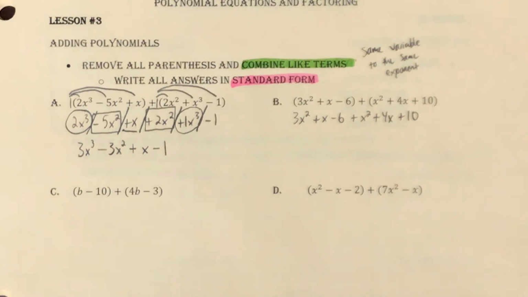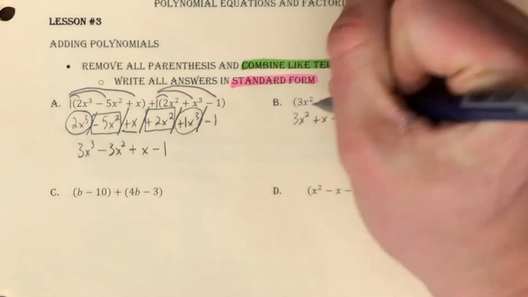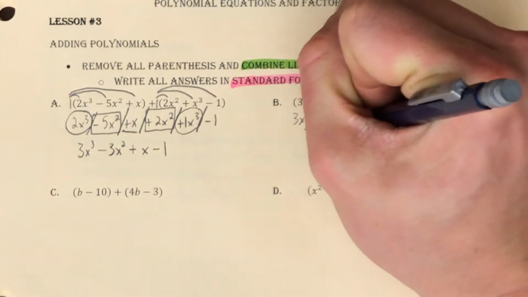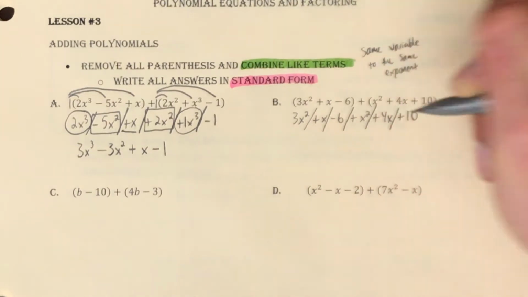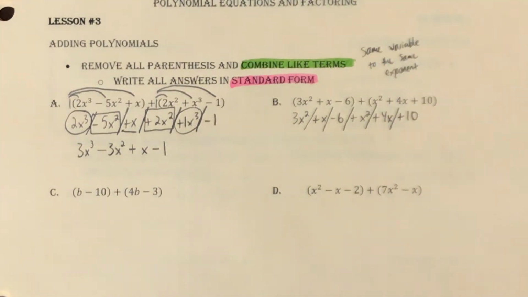Now when I do that, I need to divide up my terms and see where my like terms are. So here's a plus sign, there's a minus sign, there's a plus sign, there's a plus sign, and there's a plus sign. So I've divided up my terms. Now I need to determine which ones are the same.